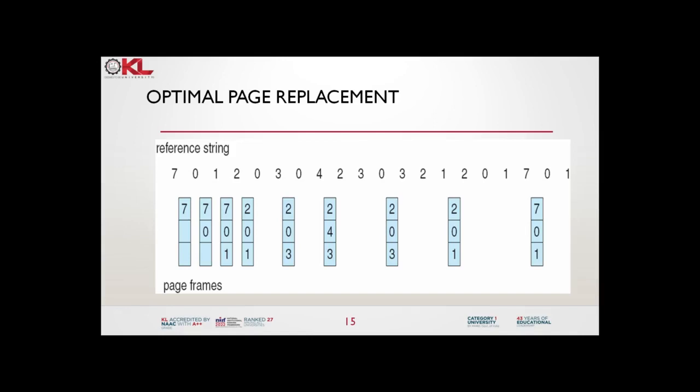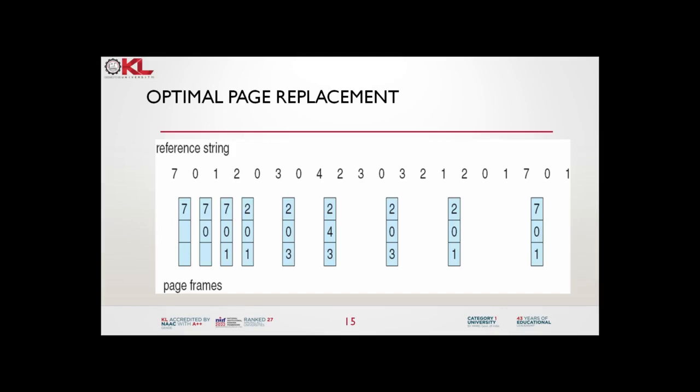With 7, what do I have to replace? Because if you see this 0, after 7 I can use 0. Immediately after 0 I can use my 1. So this is not going to be replaced. But I can replace 2 by keeping 7. So this is how the page replacement takes place in the optimal algorithm.